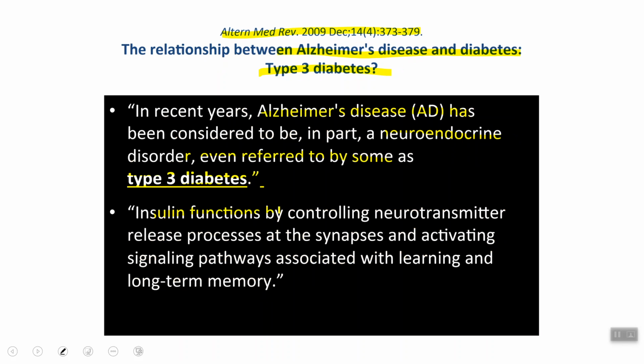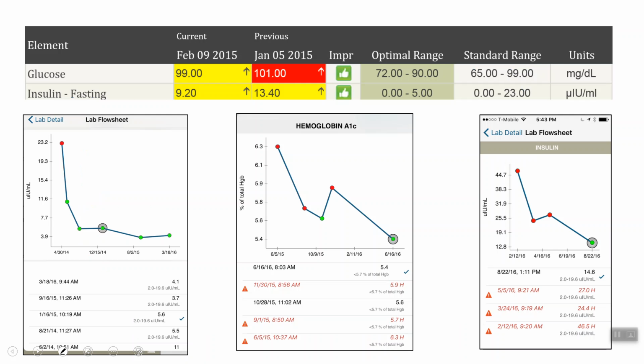Insulin functions by controlling neurotransmitter release, a process at the synapse when the two neurons come together, activating signaling pathways associated with long-term memory. So, in other words, if you have high insulin levels, you cannot remember things long-term. So what are some labs? Like, how can we determine this?